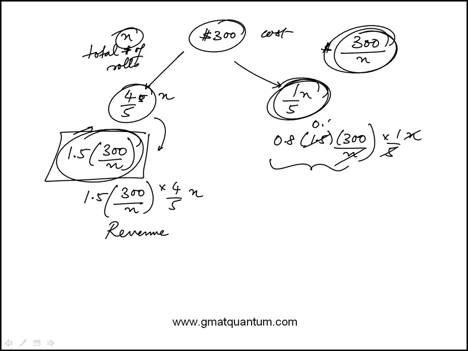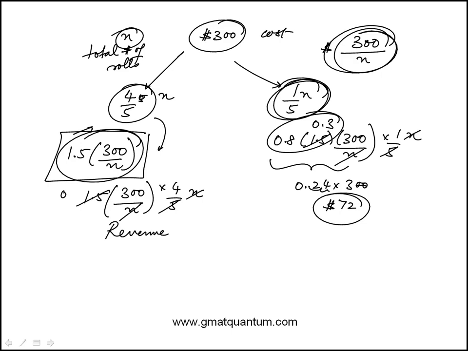This is 0.3. And that's going to be 0.24 times 300. So here the revenue would be $72. I need to do the same thing here. N drops out. That's 0.3. Knock out a decimal, take out a 0 here. That's 90 times 4, or $360.